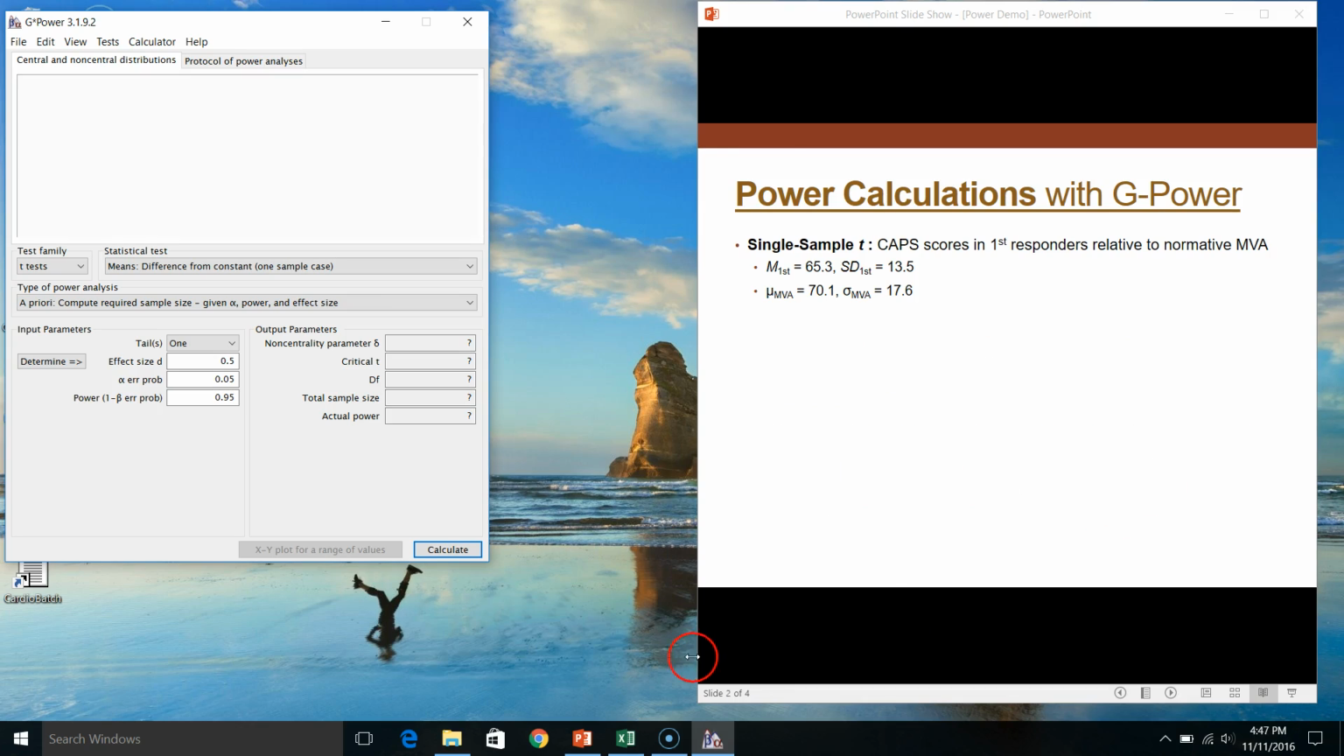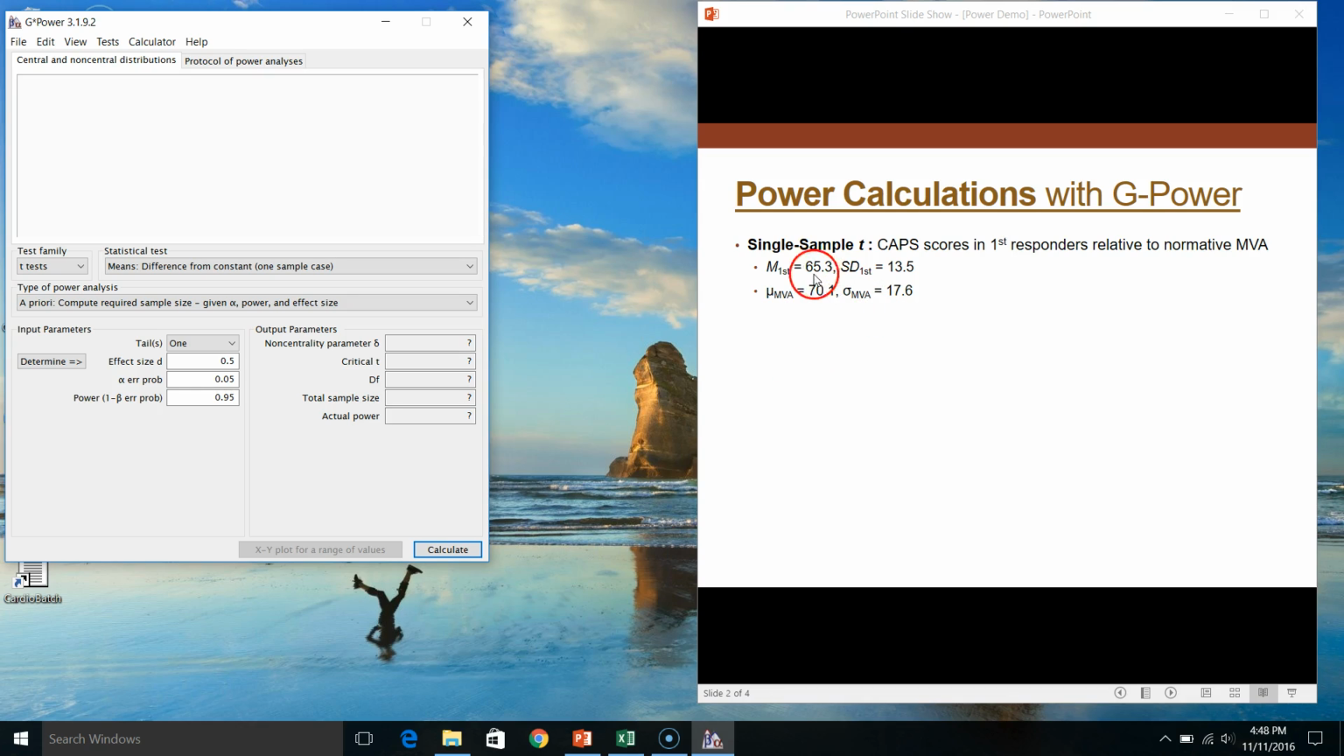Okay. So for our single sample test, what we've got in this situation is scores from an interview measure of PTSD, the CAPS. What we want to know is whether we think there's a difference between scores in first responders relative to people who have actually been in car accidents. So what we're doing here is testing whether or not our sample of first responders has lower PTSD scores relative to some known reference score among survivors of motor vehicle accidents.